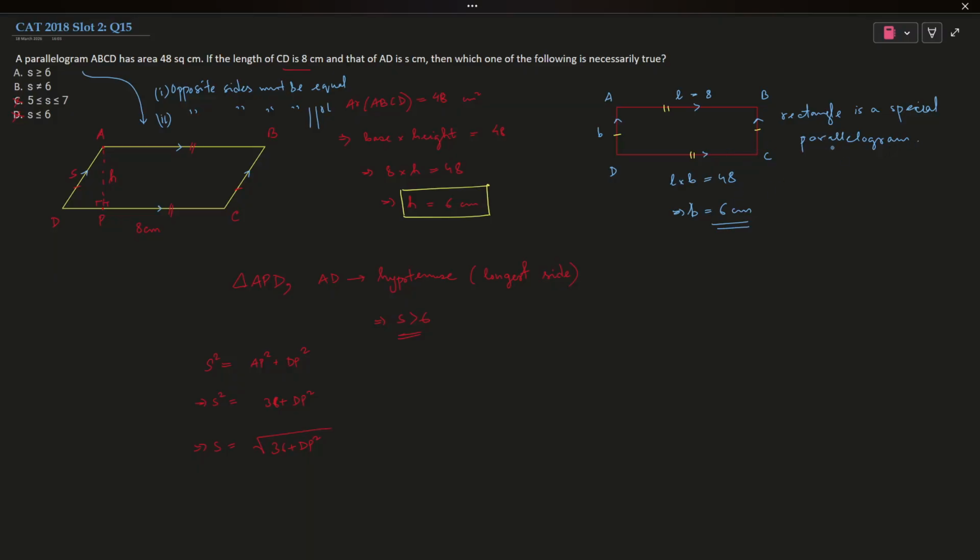So if the parallelogram is a rectangle, then the length of S, which is AD, can be 6 centimeters. That means S is greater than or equal to 6. It will be equal to 6 in the case of a rectangle, and it will be greater than 6 when it is a normal parallelogram, not any kind of special parallelogram. So the correct answer is option A. Very tricky question, guys. Good question. Let's move on to the next question.